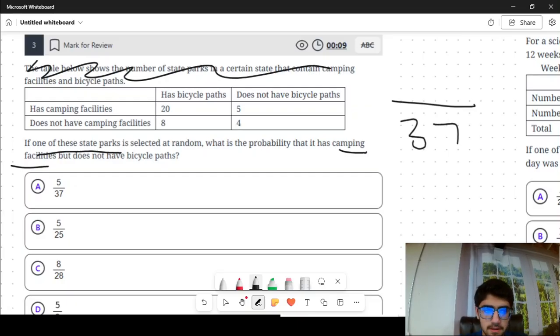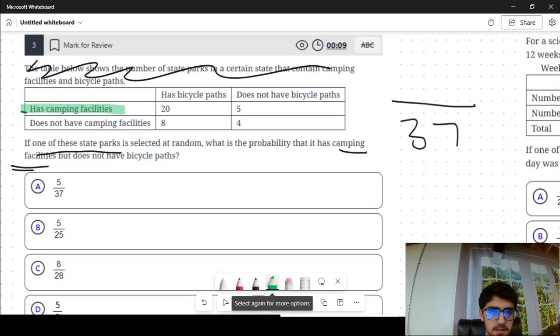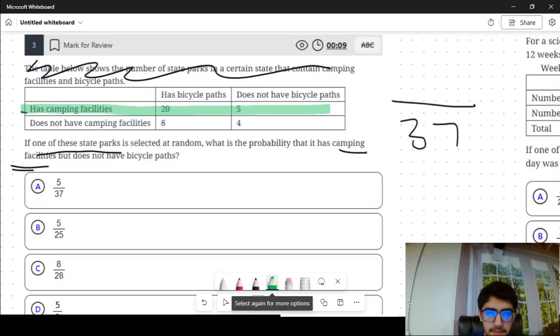So divided by 37. And then what is the probability that it has camping facilities but does not have bicycle paths? For that, you literally just look at the chart. So it has camping facilities, so right here, has camping facilities, so it's going to be 20 or 5. And then, but does not have bicycle paths, so does not have bicycle paths is this way. So the answer is 5.